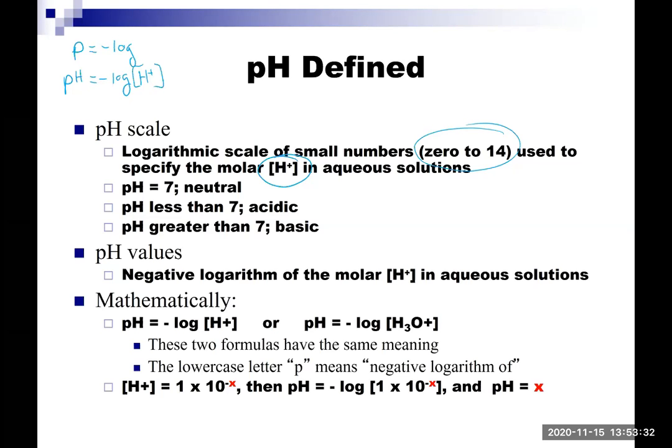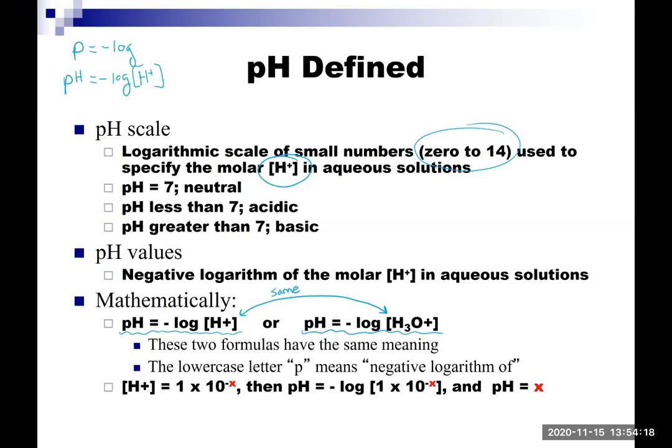These pH values, again, are the negative logs of the molar concentration of H plus in the solution. And mathematically, we see that the pH is equal to the negative log of H plus, or we could say the pH is equal to the negative log of H3O plus. These two species are exactly the same because we know that H plus is not all that stable. So it's going to react with the water in solution and form H3O plus. But those concentrations will be exactly the same, 1-to-1. And so we consider H plus to be equivalent to H3O plus, and we usually call it proton concentration.